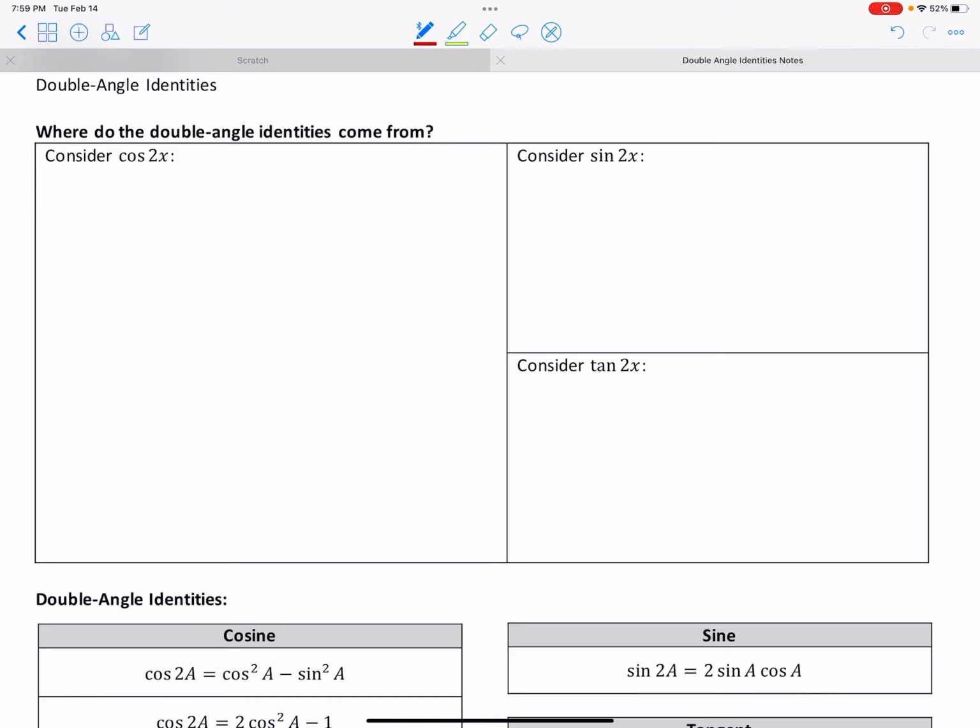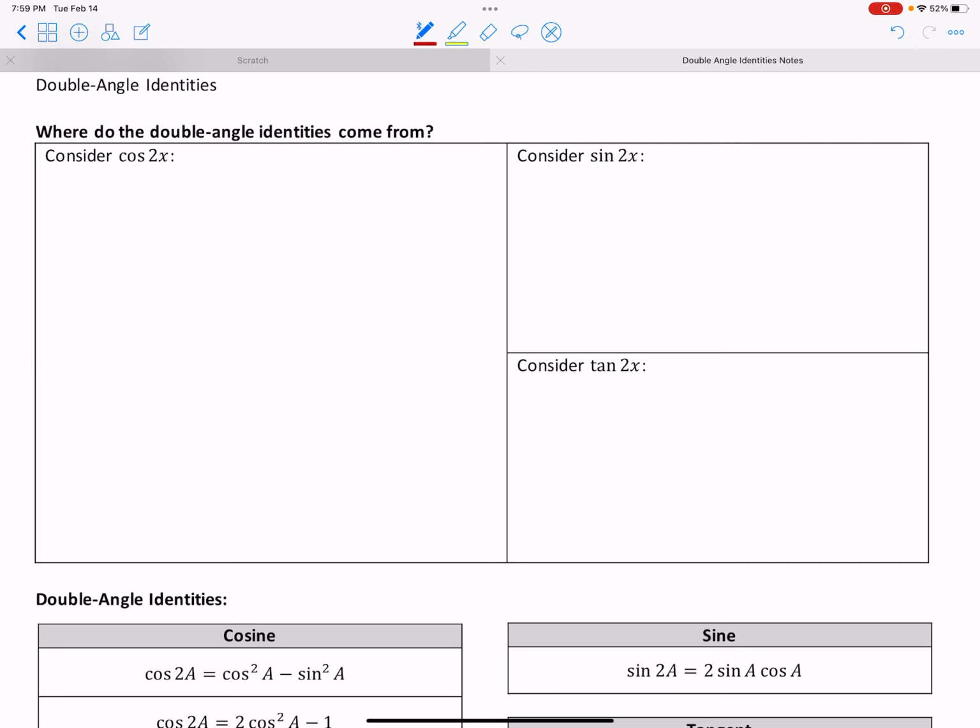Welcome to our lesson on double angle identities. We're going to continue to add to the list of identities that we can use to evaluate expressions, to simplify expressions, to verify identities, and then ultimately later to solve. The double angle identities that we're going to look at today are also super useful when you get to calculus.